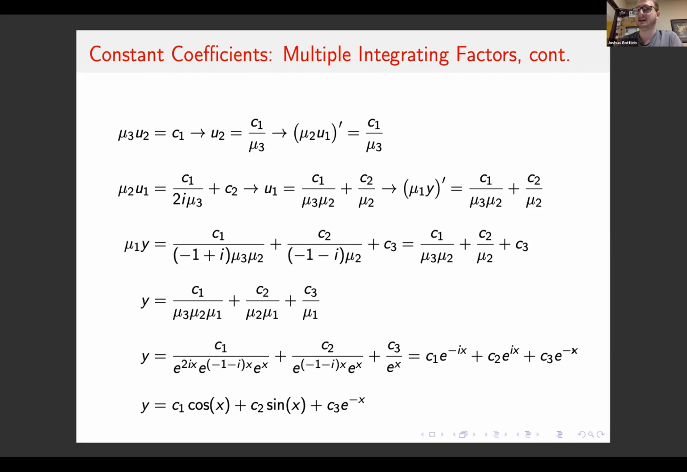to the negative x. This doesn't look quite like what we got from our characteristic polynomial, but by using Euler's identity that e to the ix becomes cosine plus i sine, and relabeling our coefficients, we can rewrite it in terms of the original solution that we got using the characteristic polynomial: c1 cosine of x plus c2 sine of x plus c3 e to the negative x.